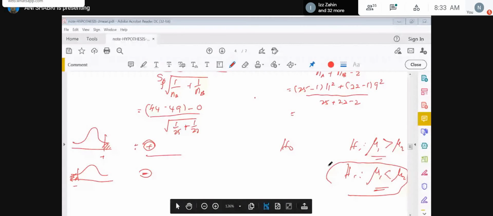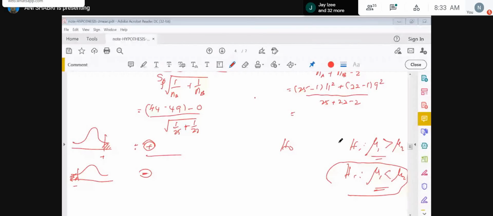Maknanya kita kira dulu yang T-score. Biasanya kita kira dulu lah, lebih bagus lah. Oh, okay, faham. Okay. Terima kasih.